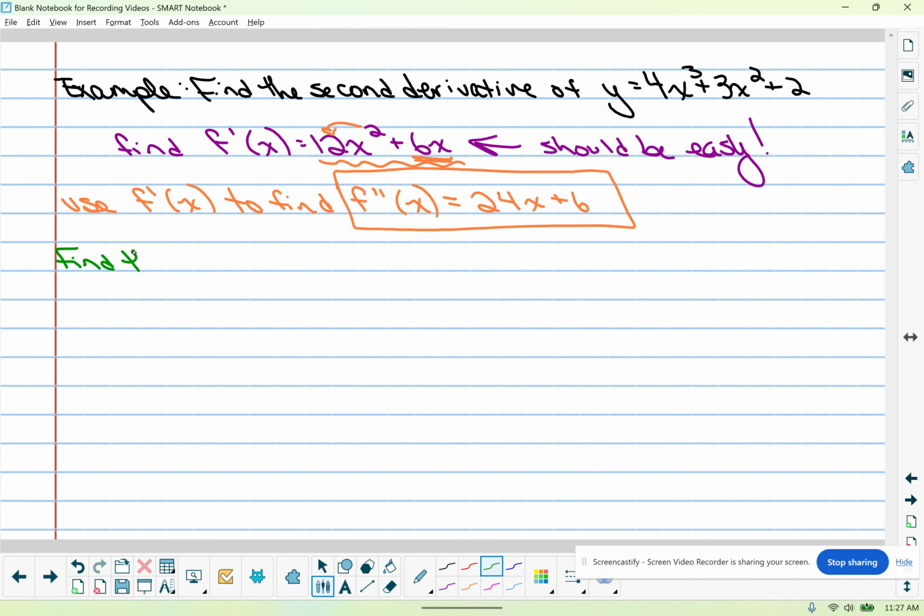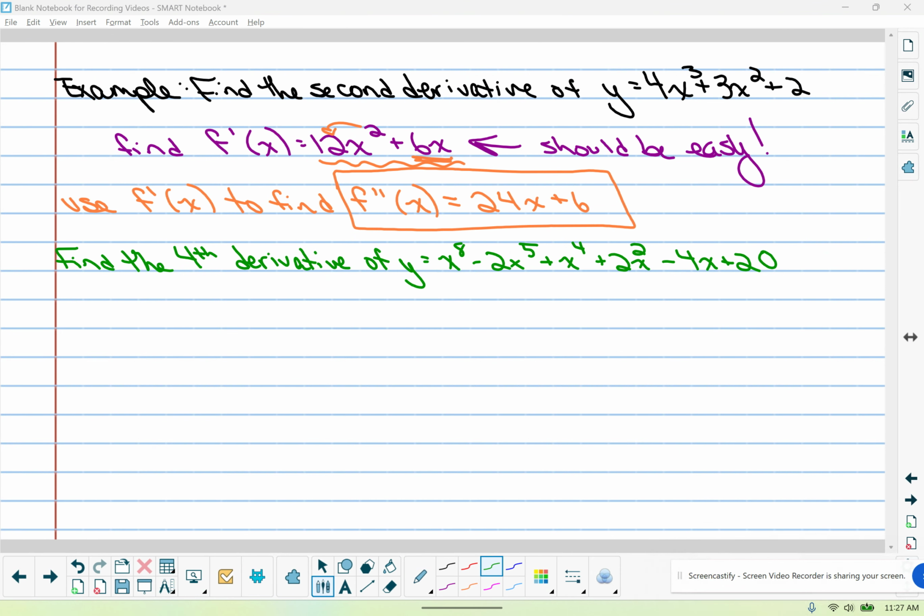Find the fourth derivative of y equals x to the eighth minus 2x to the fifth plus x to the fourth plus 2x squared minus 4x plus 20.